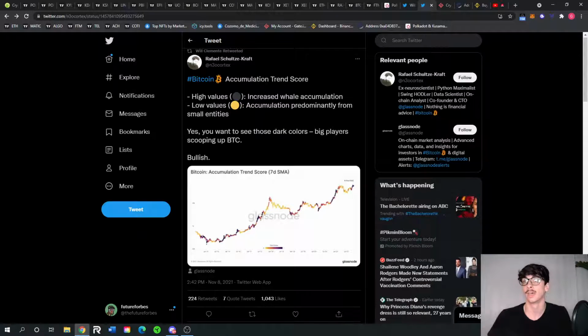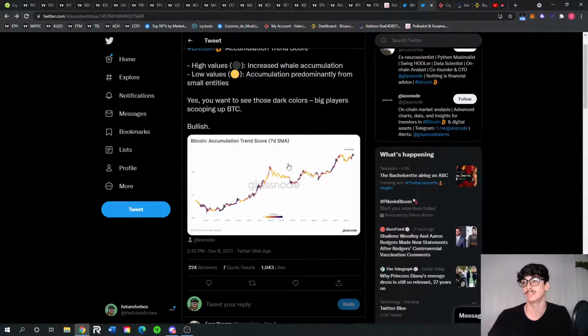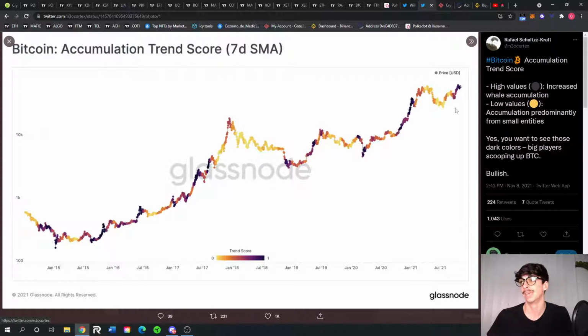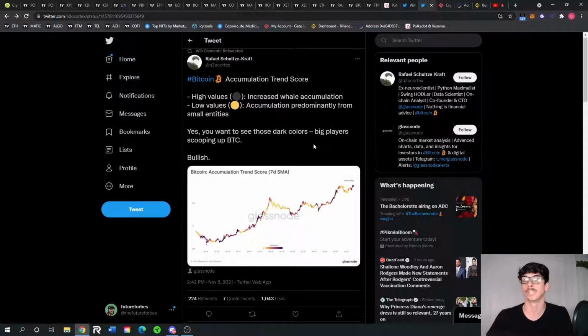So again, another Bitcoin tweet I will show you. He talks about increased whale accumulation, the dark marks, and the lighter yellow are going to be predominantly from smaller retail entities. We see a lot of whale accumulation here, which is a very bullish sign, because you can see here they accumulate right before they think it's going to peak, and they're not really buying much until they see a low in that time. So again, things are looking up for Bitcoin, which in general is going to be looking up for the crypto market itself. But you just can't be expecting these crazy gains overnight.